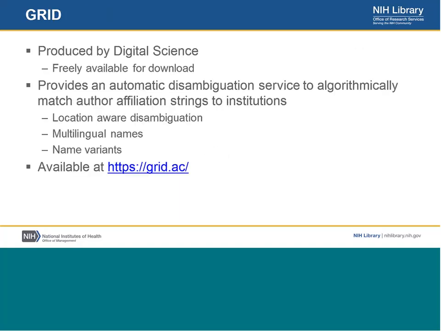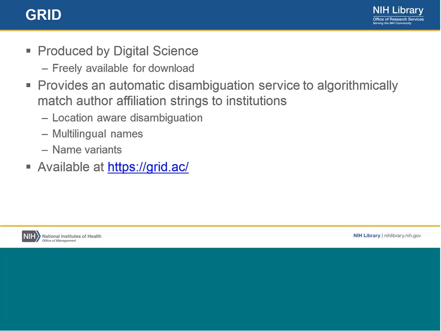Okay, so Grid is another resource that's produced by Digital Science, the same producers of Dimensions, which we heard about a little bit earlier. This is another resource that's freely available to download. It provides an automatic disambiguation service to match author affiliation strings to institutions. So this can be really useful in that it has location-aware disambiguation. It recognizes multilingual names and different name variants.